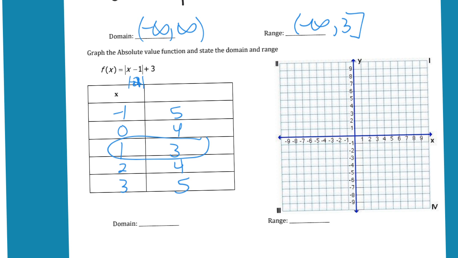So we're going to get this absolute value graph starting at 1, 3, and you can plot the other points, and you're going to get negative infinity to positive infinity for the domain. And for the range, you're going to get from 3 to infinity.